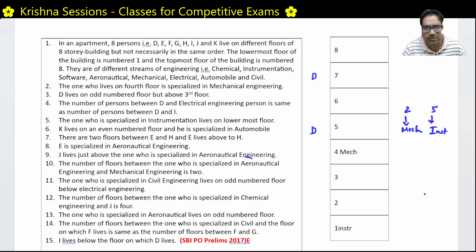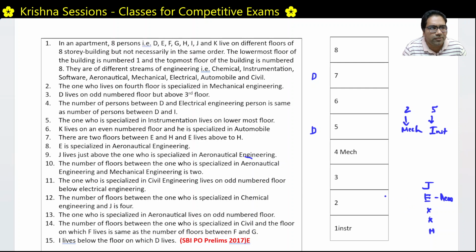There are two floors between E and H. E lives above H. So that means E will be somewhere here, H will be somewhere here, and E is specialized in aeronautical, and J lives above the one who is specialized in aeronautical. We are reading conditions 7, 8, 9 all put together. The structure would be something like this, right? E is two spaces above H, and E is aeronautical, and J is above E. So the structure between 7, 8, 9, if we read together, it will be something like this.